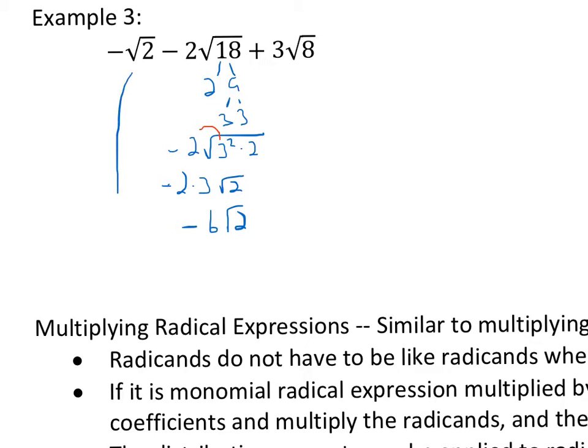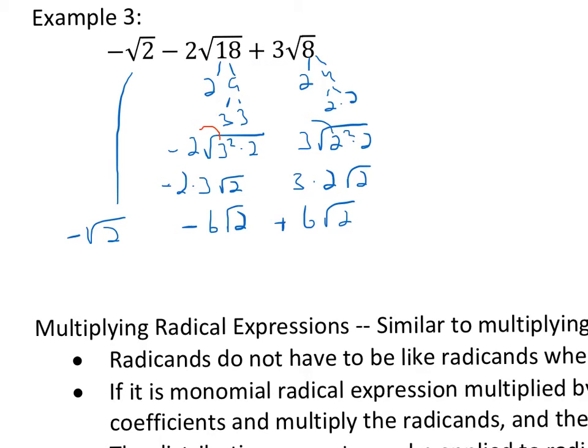Now we still have this negative root 2, and we also have to deal with the root 8. So 2 times 4, 2 times 2. So this is the same as a 3, and on the inside, 2 squared times 2. The 2 squared comes out as a 2, and you get 3 times 2 root 2. So 6 root 2, and that's a positive 6.